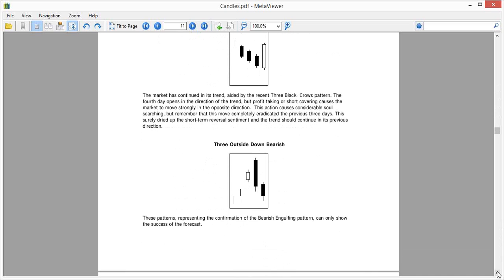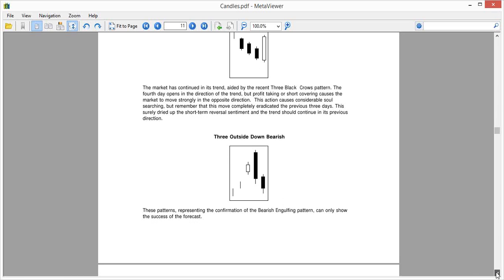Three outside down, bearish. These patterns, representing the confirmation of the bearish engulfing pattern, can only show the success of the forecast. So there we have it. The market is continuing its selling off. We're confirming the bearish engulfing pattern. This main candle has engulfed the bullish candle, and again the next session we're continuing down. So the success of the forecast is the market has continued to sell off.